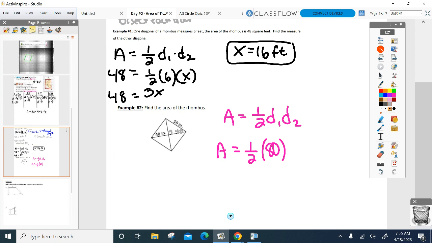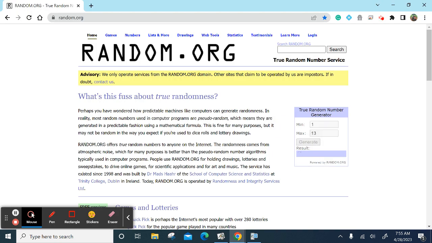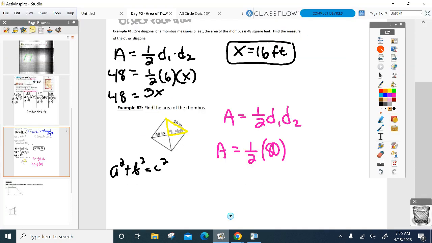And now I can do Pythagorean theorem on one of the 4 right triangles inside the rhombus to find part of the diagonal. So here we go. A squared plus b squared equals c squared. Can somebody plug in the 40 and 50 where they need to go into Pythag? 40 squared. Yep. Plus b squared. Good. Perfect. I want to make sure you guys understand the 50 is the hypotenuse here.